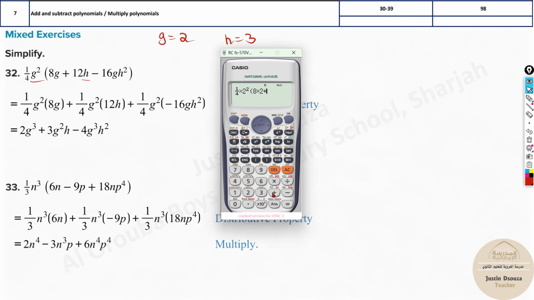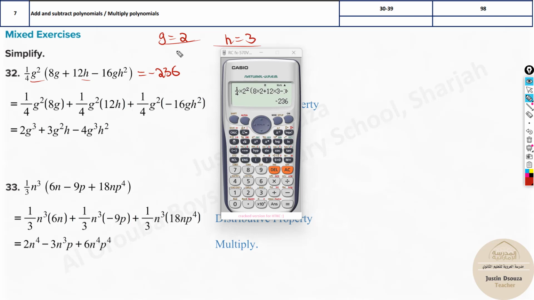Plus 12 times H, which is 3, just put 3 over here, minus 16 into G, which is again 2, into 3 square. Close the bracket. Now we are done. Press equal to. What is that answer? It is negative 236. What you need to do is write it down over here. This equals negative 236. For these values, these are very important.